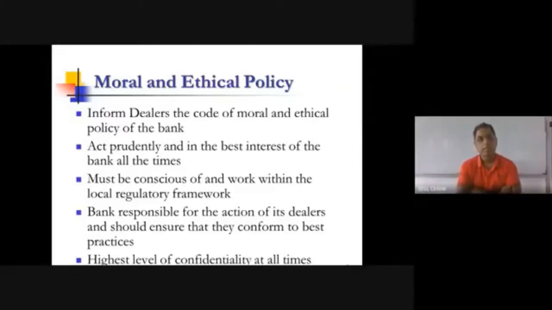So we go into a section called moral and ethical policy. Basically, each dealer, because of the way we trade, the way we deal, there's an ethical code that we follow. So we have the ACI model code, we have the global code for foreign exchange dealing. All of this will tell you what kind of dealing practices you should have, how you should resolve disputes, and make sure that you adhere to a high level of ethical behavior.